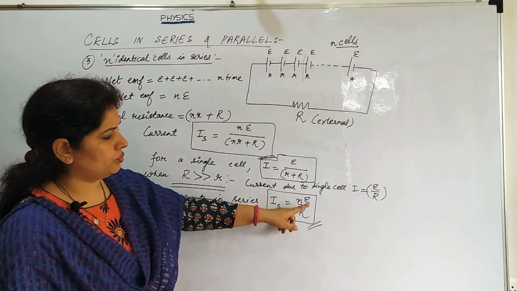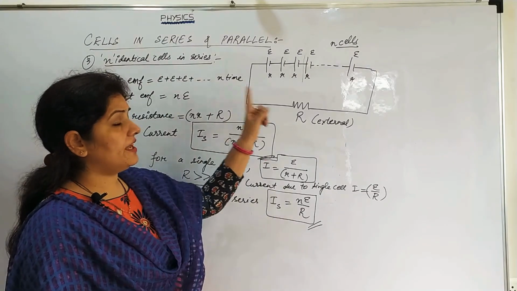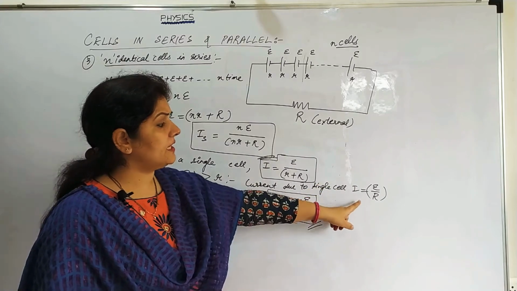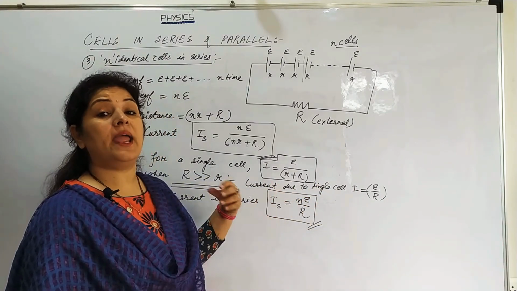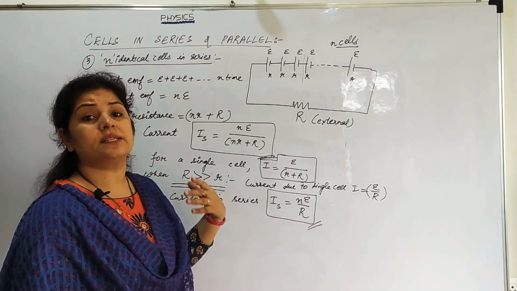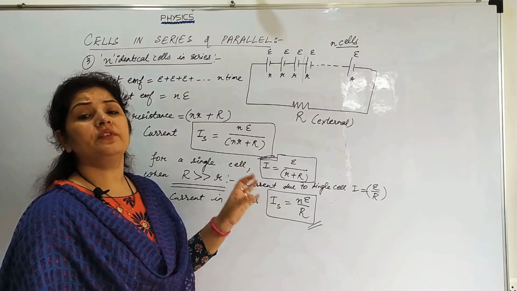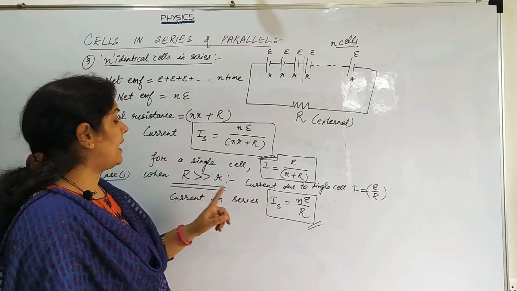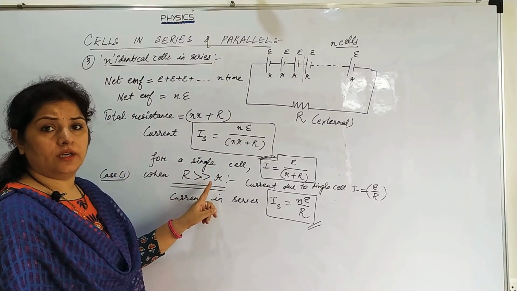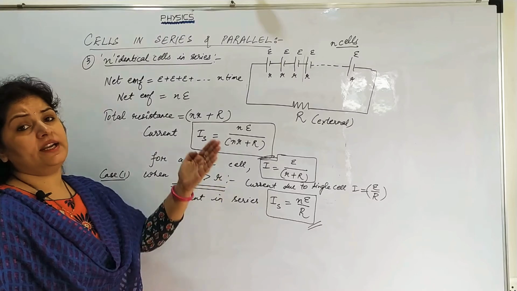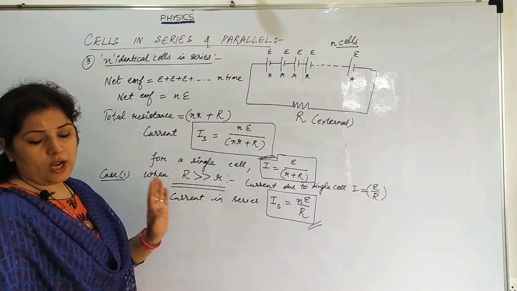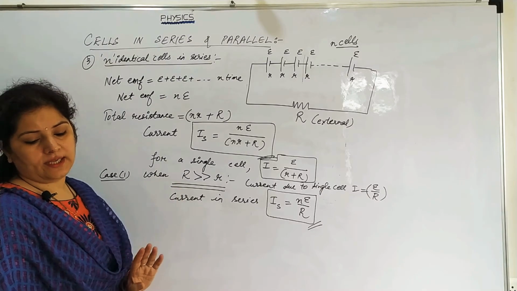So what does it conclude? It concludes that whenever we are connecting n identical cells in series, the current of one cell is E upon R, but if we connect n cells, we will get more current, right? So whenever we are connecting n cells in series, provided that external is more and internal is less, the overall current will increase. Current increases when these are connected in series, right? Now we'll talk about the second case.